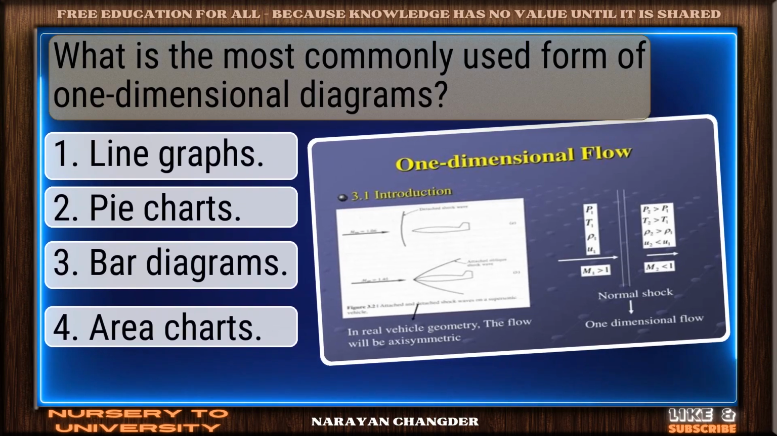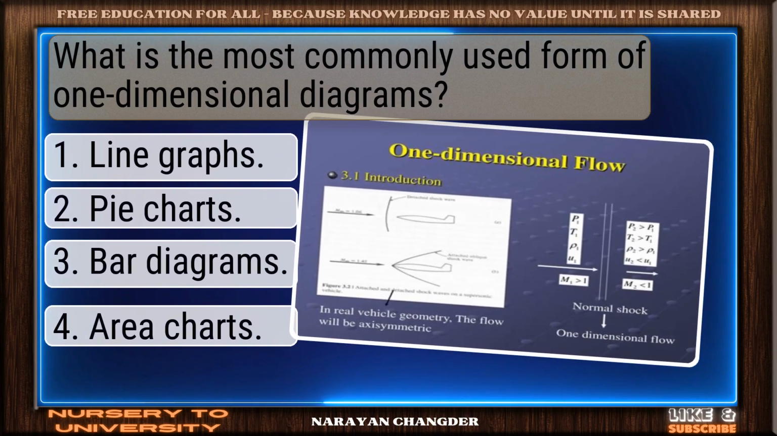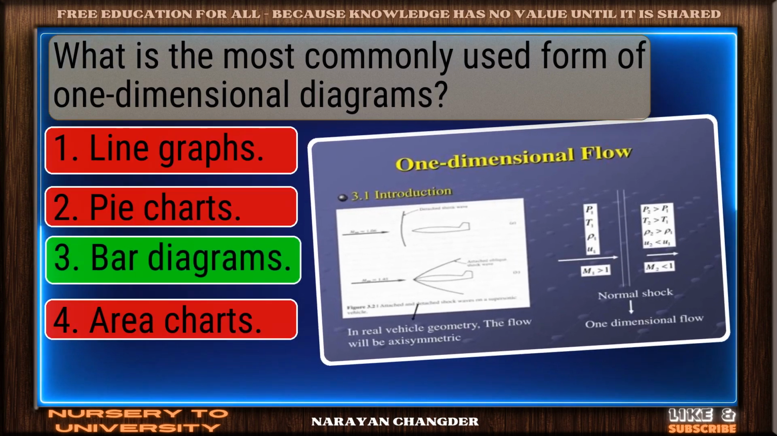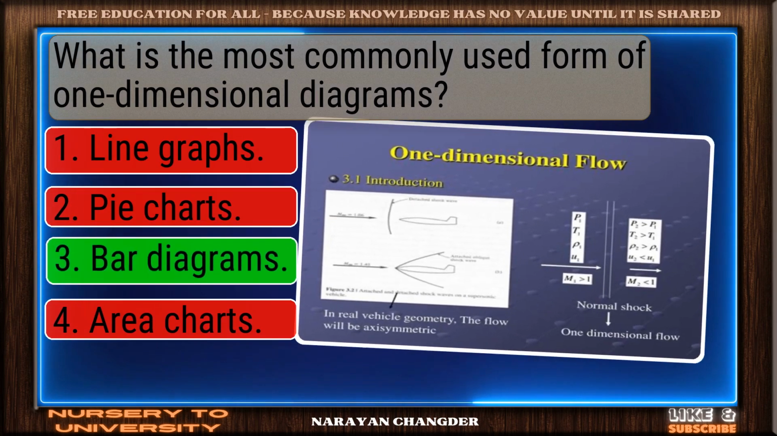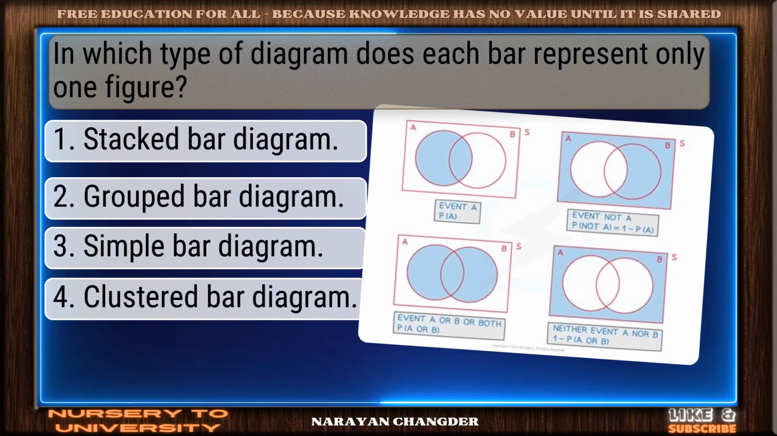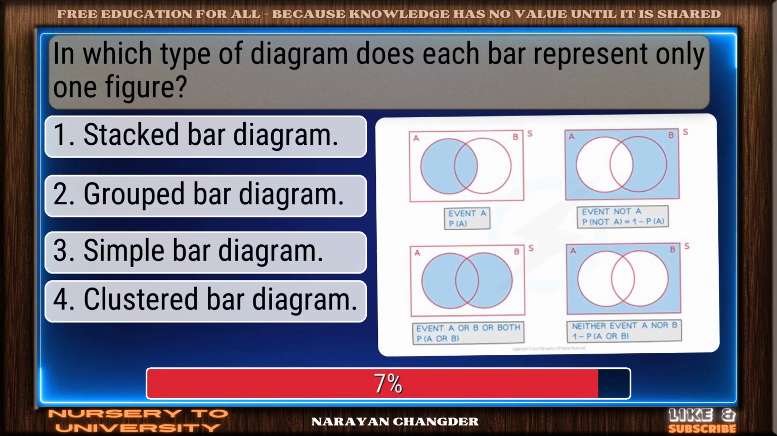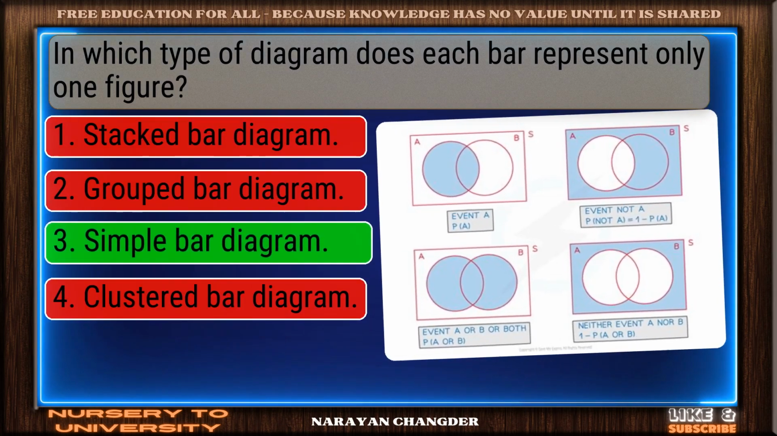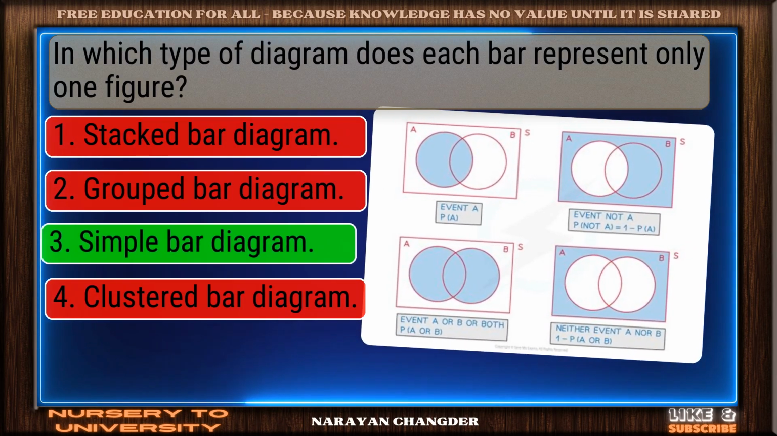What is the most commonly used form of one-dimensional diagrams? Good job. Bar diagrams works well. In which type of diagram does each bar represent only one figure? Clear logic. Simple bar diagram is sound.